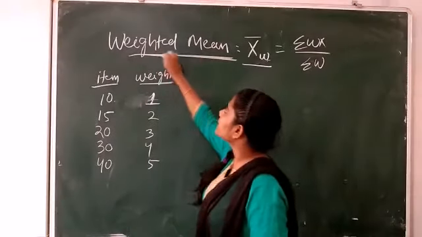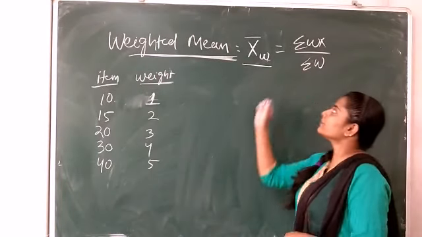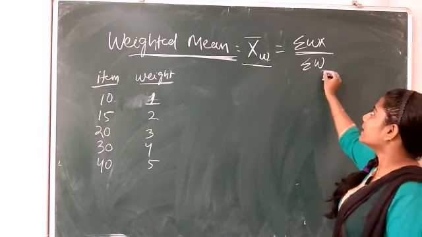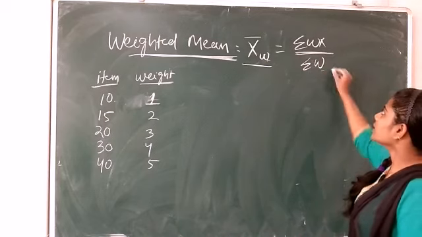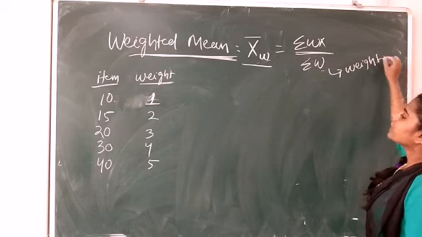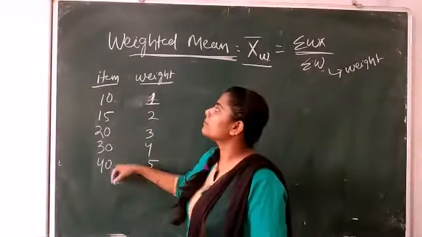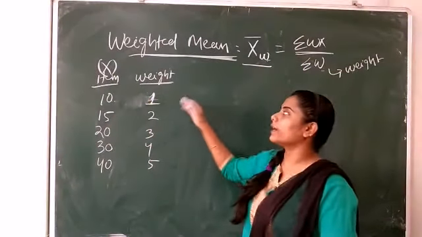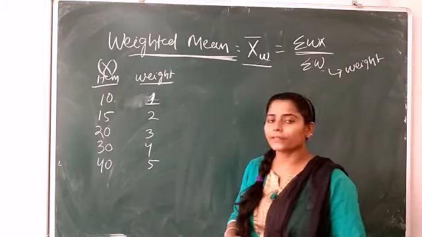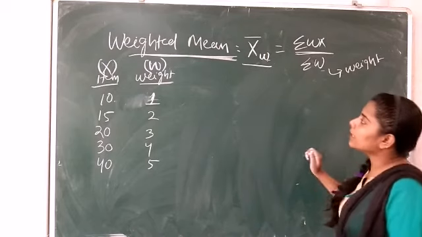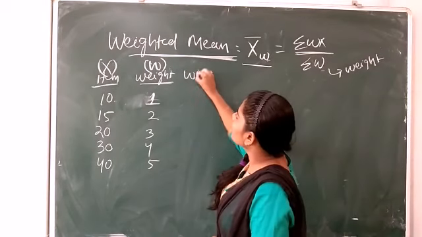Next we calculate weighted mean. The weighted mean formula is summation of wx divided by summation of w. Here w stands for weights. So here the question is like this. This is item, this is x, and here weight is given instead of frequency. So this is w. As per the formula we calculate wx.